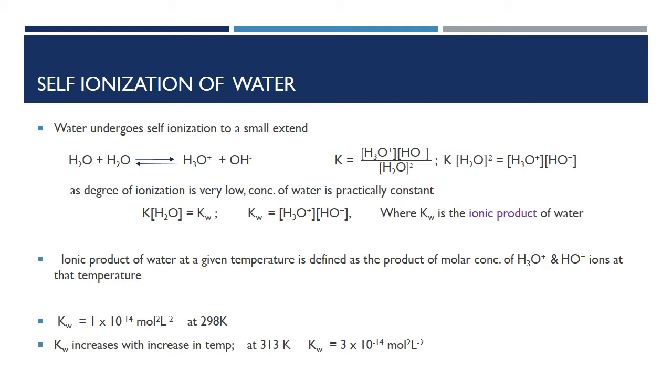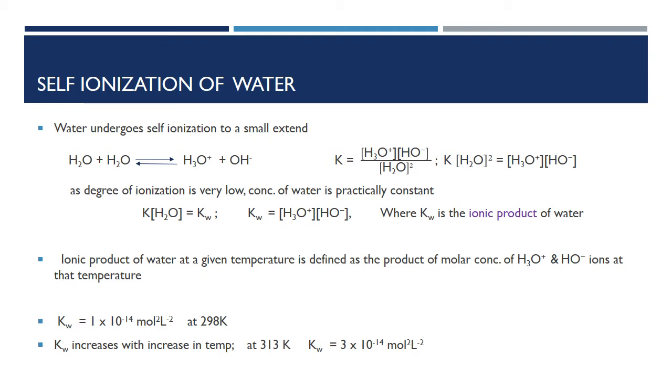equation K is equal to molar concentration of H3O+ times molar concentration of OH- ion, the whole thing divided by molar concentration of water raised to the power of 2. On rearranging this, we can write it as K times molar concentration of water squared is equal to the product of molar concentration of H3O+ ion and molar concentration of OH- ion.